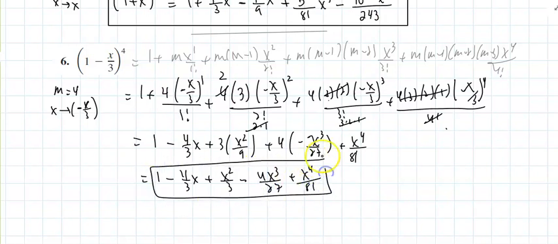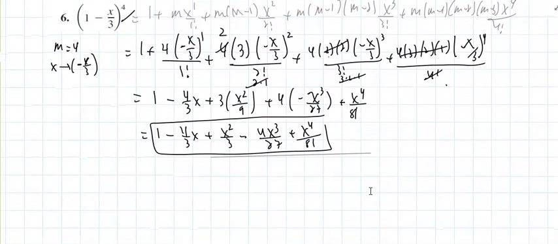That would be the polynomial that would approximate this power function around 0. As long as you stay around 0, you're fine. Now I'm going to stop here and continue this in a second.